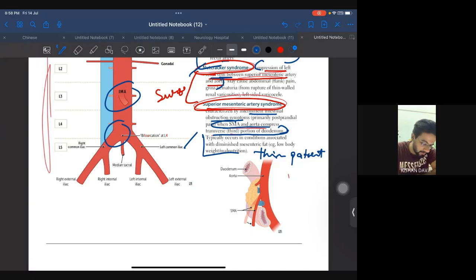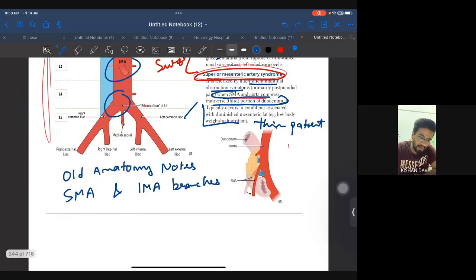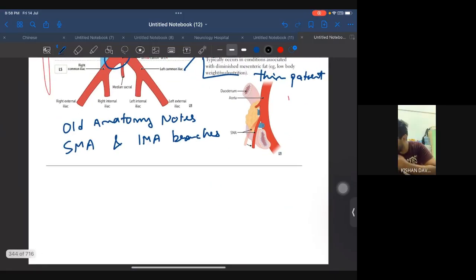One more thing I would like to tell you. Refer to your old anatomy notes over here and learn about SMA and IMA branches. I'll write it down in short form for you. But you need to see your own notes, because these are my notes. You might not understand or you might not be sure about these notes. But let's just see what I wrote in my First Aid.